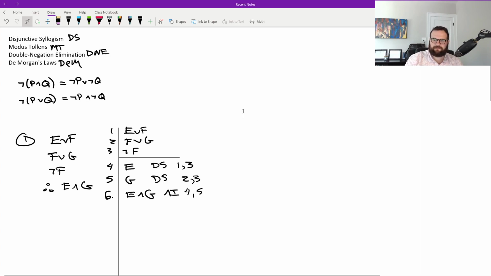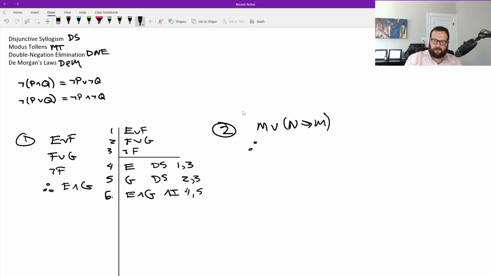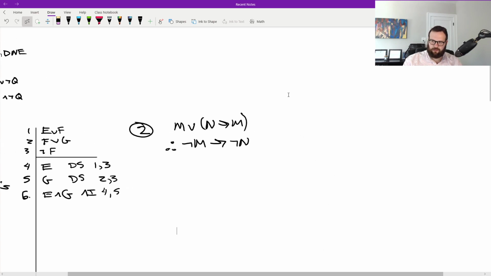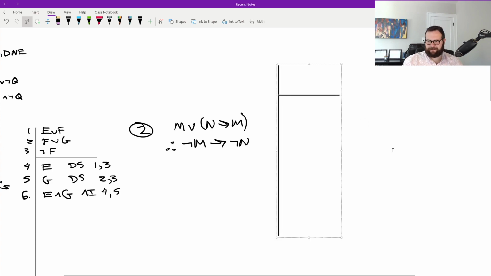Number 2 looks like it might be a little more complicated. It has only one premise: M or if N, then M. The conclusion: if it's not the case that M, then it's not the case that N. This is going to be a little more complicated because it revolves around one of our old rules that requires assumptions. But it's not going to be too bad.